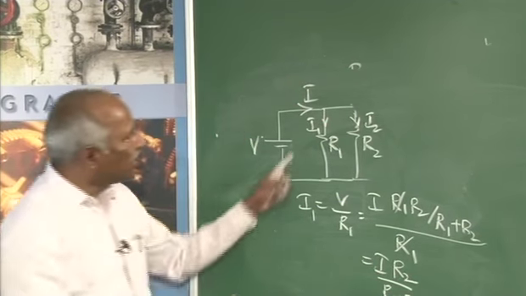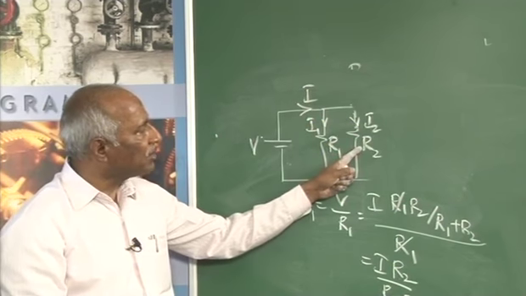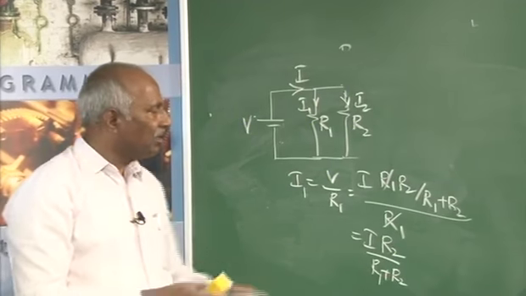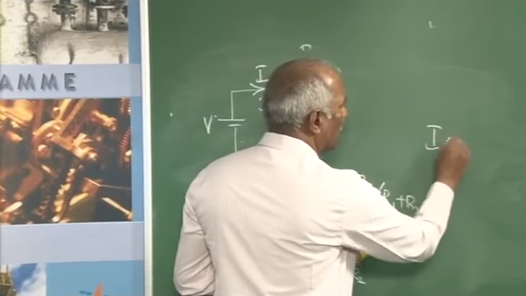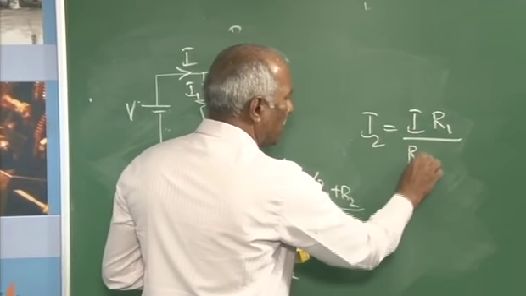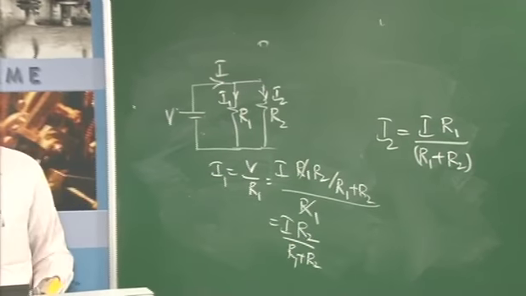That means the current in this branch is the total current multiplied by the resistance of the opposite branch divided by the sum of the two resistances. In the same way here, the value of I2 will be equal to the total current I into the resistance of the opposite branch R1 divided by the sum of the two resistances R1 plus R2.